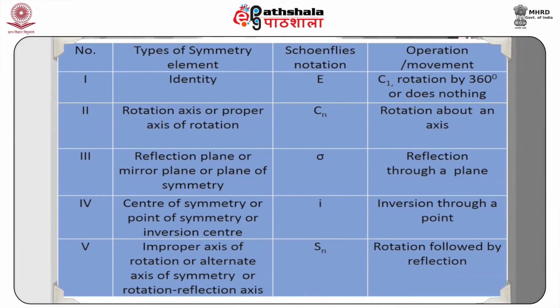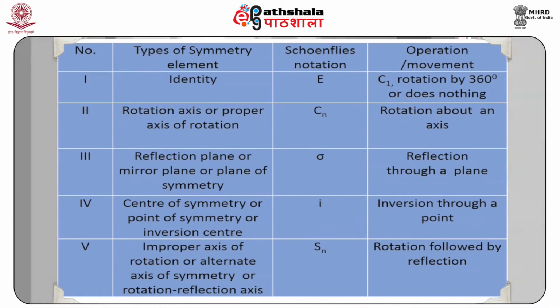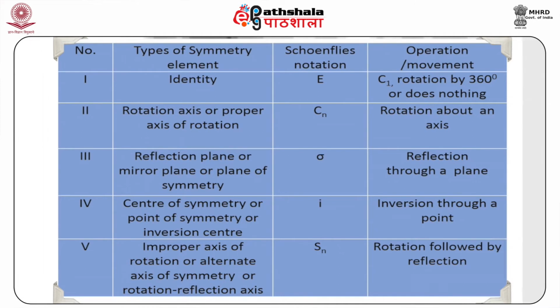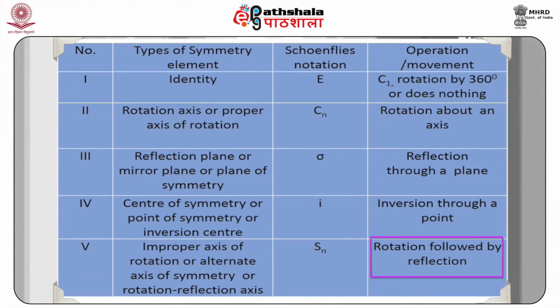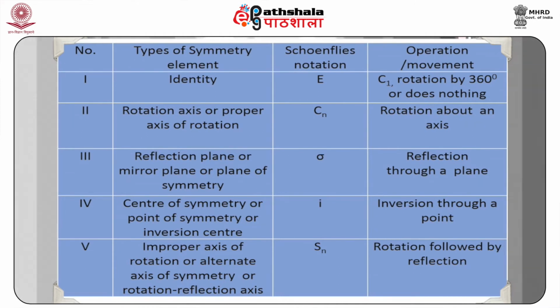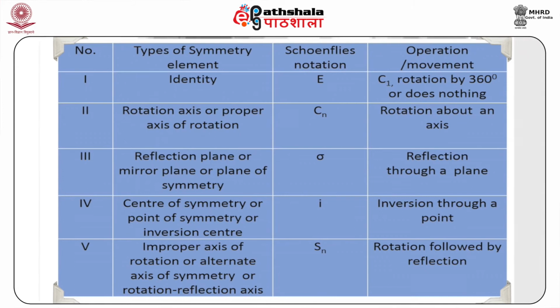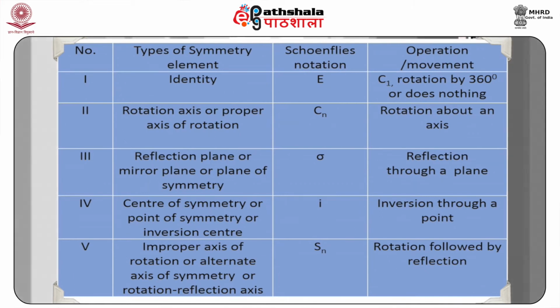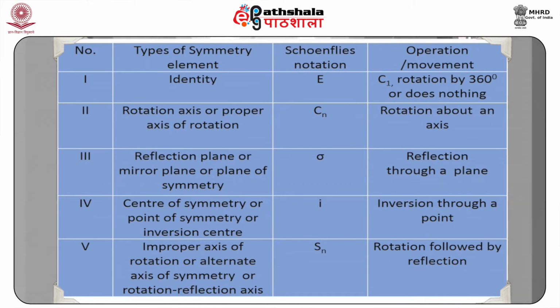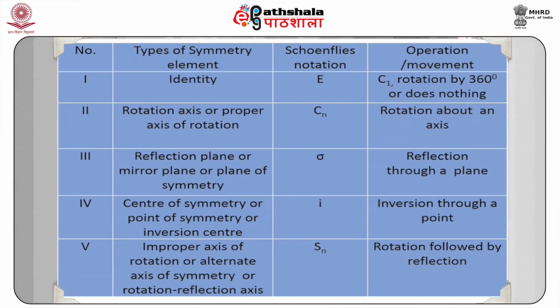That is, the Sn axis is a combination of a rotation axis followed by a reflection in a plane perpendicular to this rotation axis. So in the molecule we will have identity, proper axis of rotation, reflection plane, center of inversion or Sn axis of rotation. Let us take the fifth symmetry element.